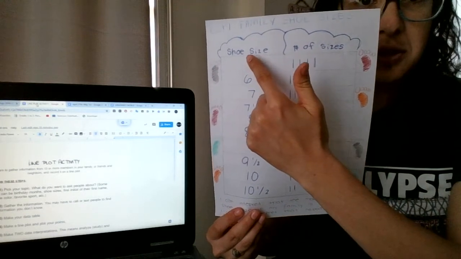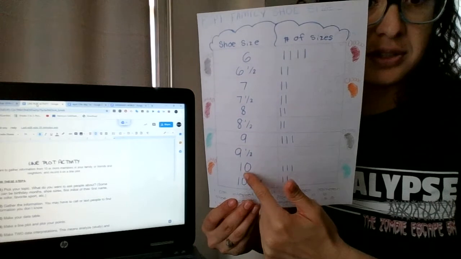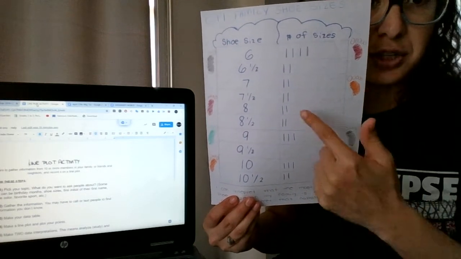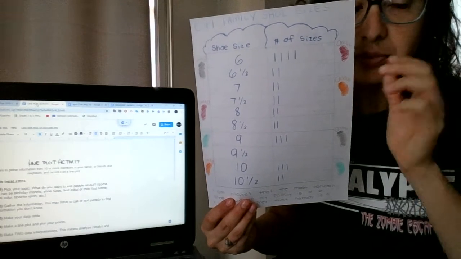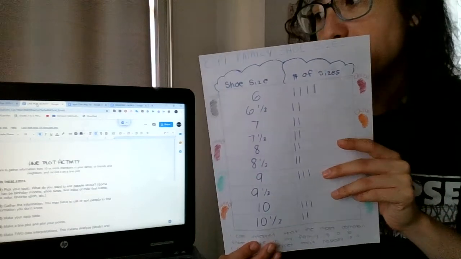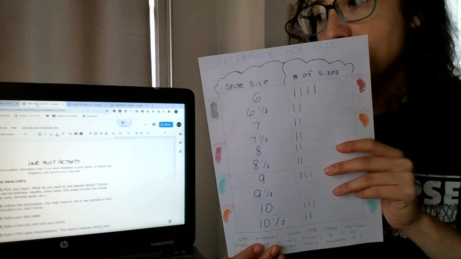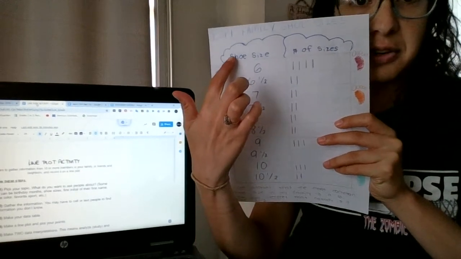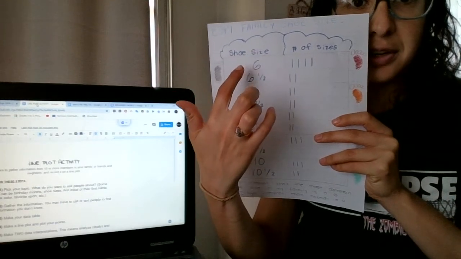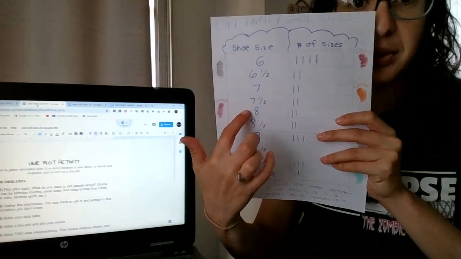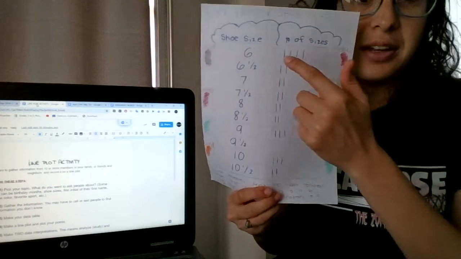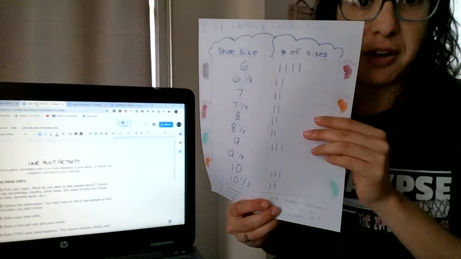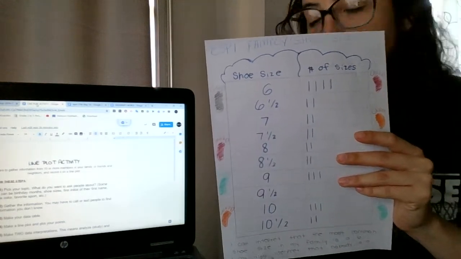So one side is going to be your options. The other side is going to be your information, your votes. So let's say, for example, you decide to do the birthdays, what month their birthday falls in. On this side, you're going to write birthday months, and you're going to write January, February, March, April, May, June, July, and so on. And then on this side, you're going to put a tally for every month that someone's birthday falls in.